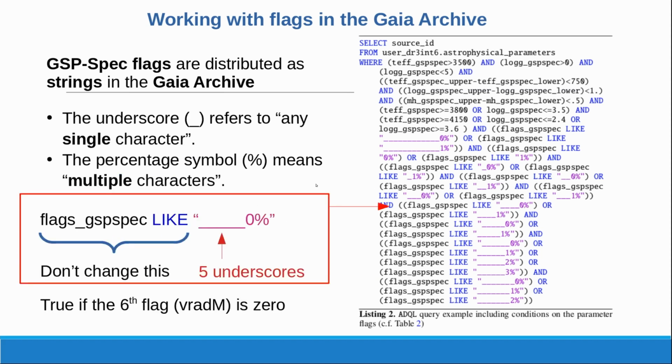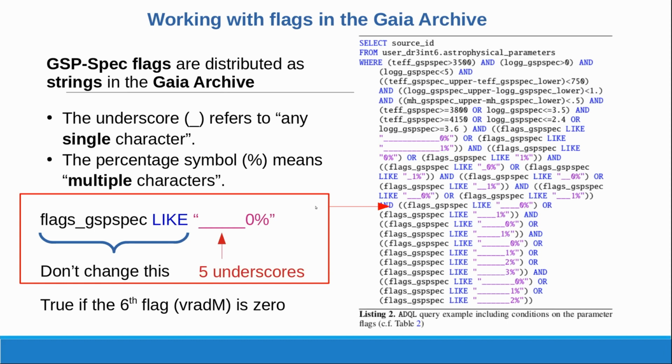Let's say we want to select those stars that have the 6 flags in the previous list, the V-broad ones, equal to 0. So basically, we type this command, flags GSPSpec LIKE, and to substitute any single character, we use the underscore character, and to substitute multiple characters, we use the percentage character. This can be reversed in case it's needed.